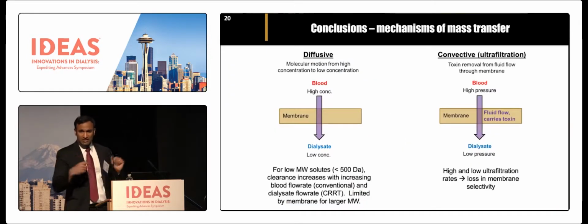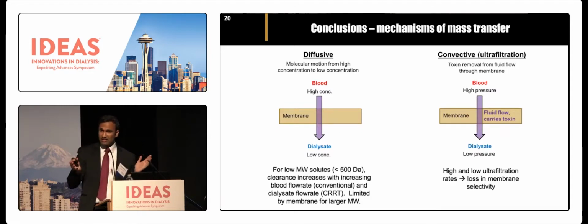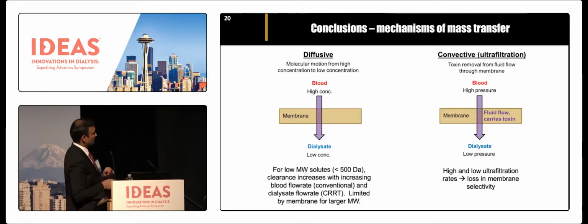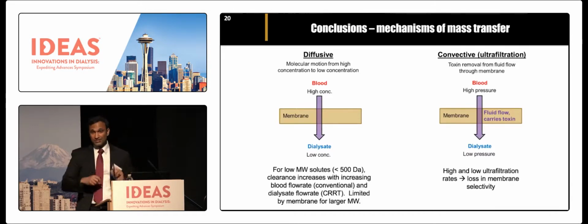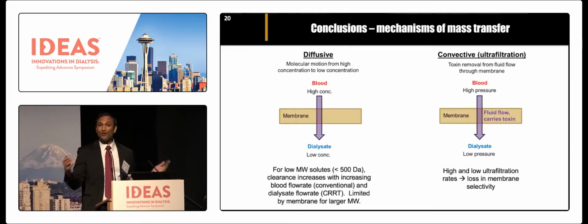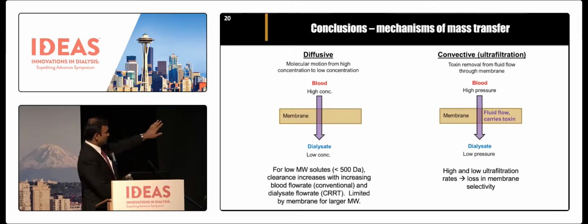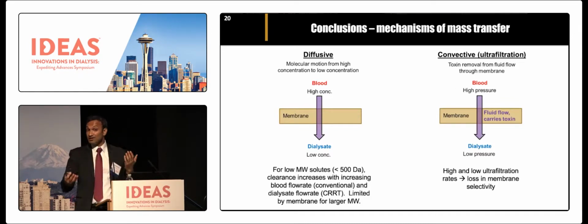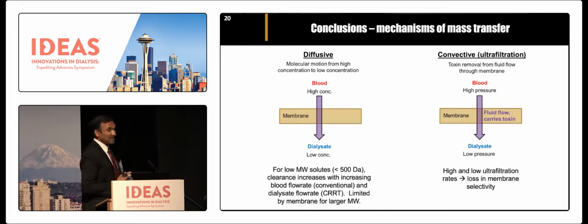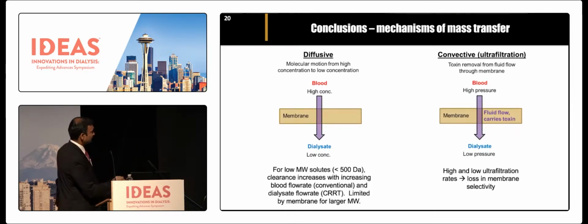So these are the main conclusions. Basically, at the beginning, I talked about diffusive and convective mass transfer. The main thing I want to point out is that for diffusive and convective mass transfer, flow plays a big role in modifying the clearance for low molecular weight compounds. And for ultrafiltration, the sieving coefficients, or the selectivity the membrane plays, is a function of the ultrafiltration rate.